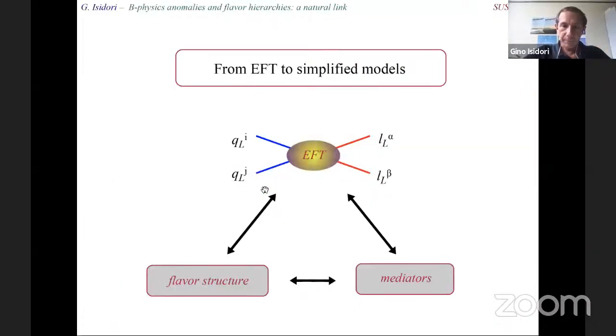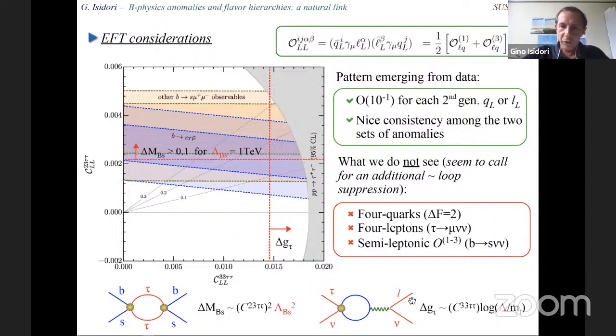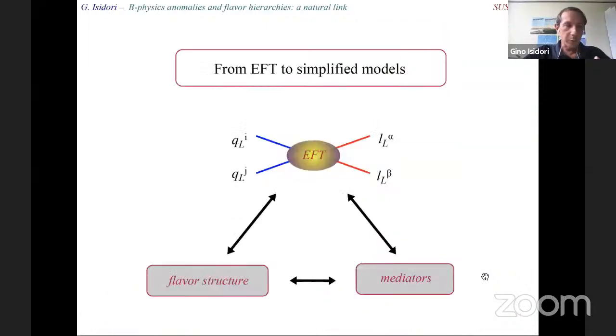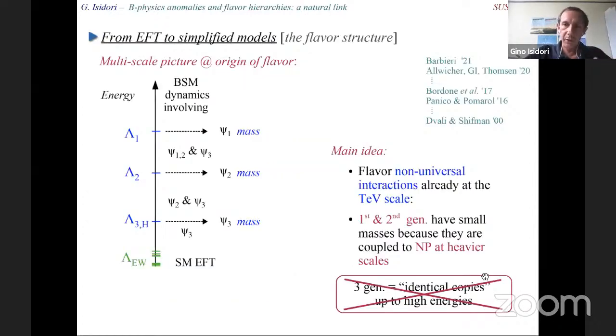Okay, now to address these things in a more precise way, you see clearly these loops are divergent, so we have to put a cutoff to make things consistent. We really have to employ models. So how to build the model? Well, we have to address two questions: the flavor structure, now in a consistent way, and the nature of the mediators. Let me start from the flavor structure, which is the idea that seems to emerge from this data. Well, the idea that seems to emerge is a multi-scale picture.